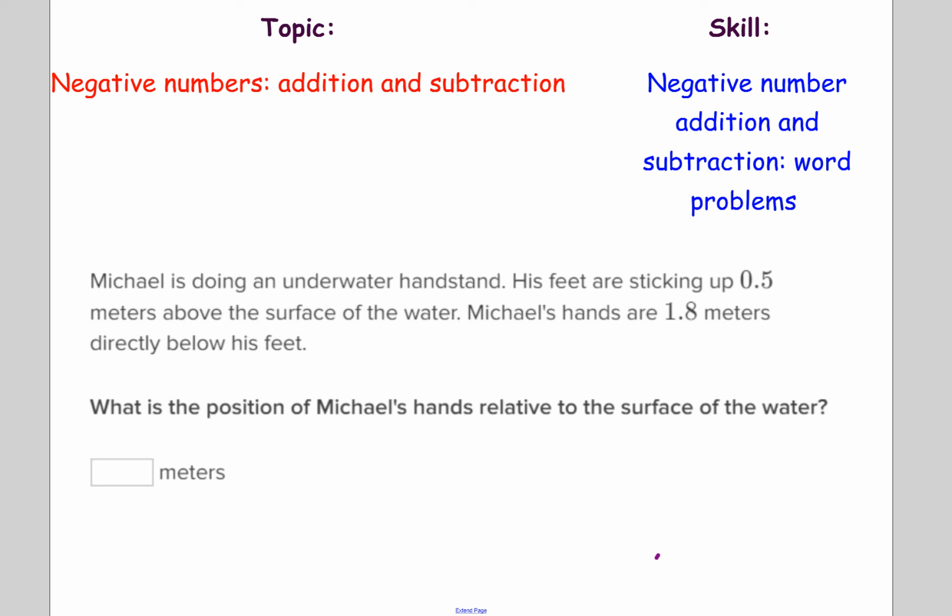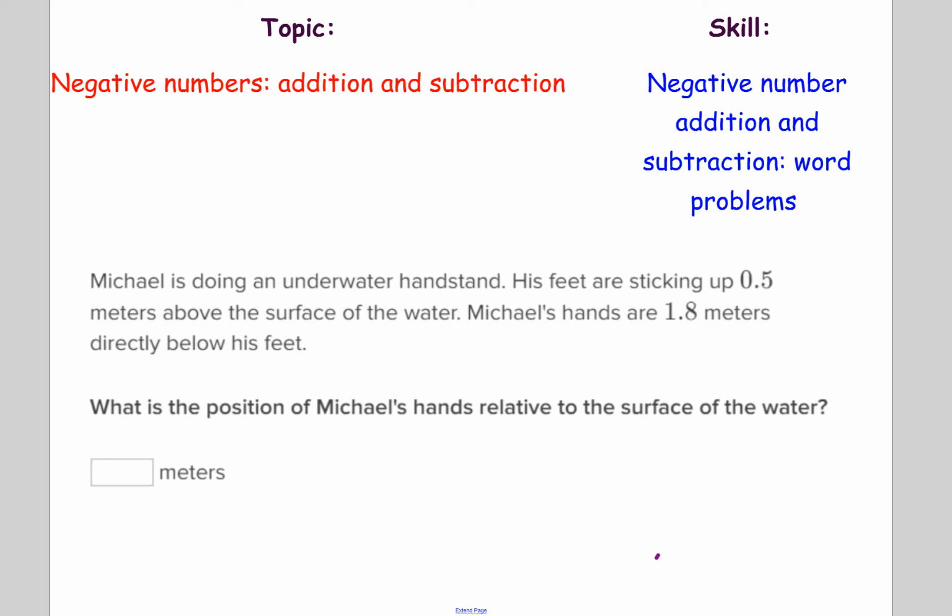Hello, everybody. We're going to work on negative number addition and subtraction word problems. And I guarantee you, you guys are going to have a little bit of fun with my, shall I say, artwork. So, this first problem asks the following.